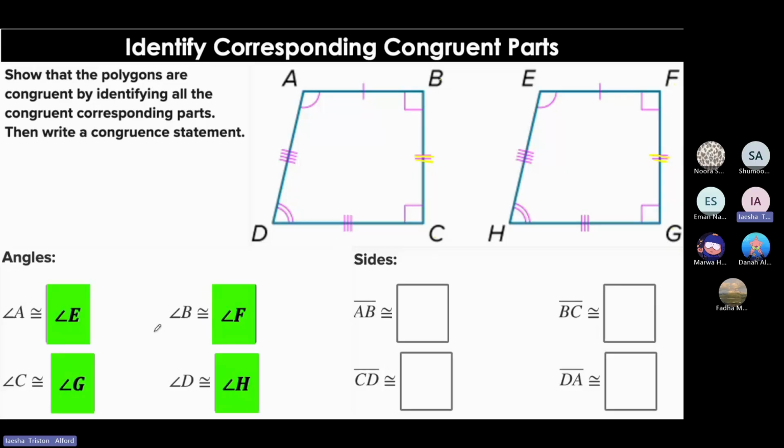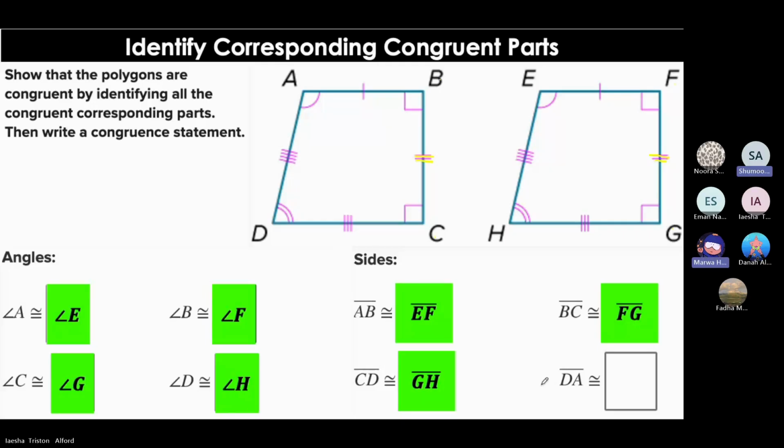Once you have the angles, the sides are easy. You already know what is matching with A and B. So what side should be here? EF. We know side BC is matching with what? FG. CD is matching with what? GH. And side DA is matching with what? HE. So be careful to make sure you put them in the correct order.